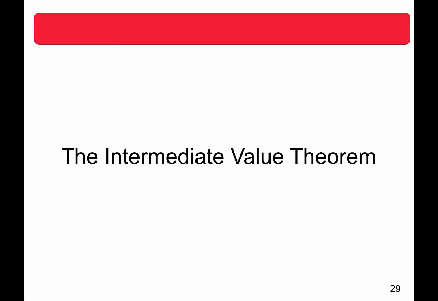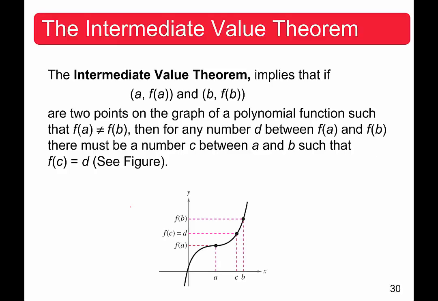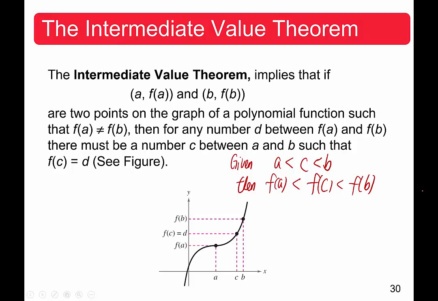The last topic in this section is called the intermediate value theorem. Let's take a look at how the theorem is formed. Let's say we have an x value c that is greater than a and less than b. This is a given condition. Now, if f(c) is between f(a) and f(b), as long as f(c) is between f(a) and f(b), then we say this is always true, and this is what we call the intermediate value theorem.